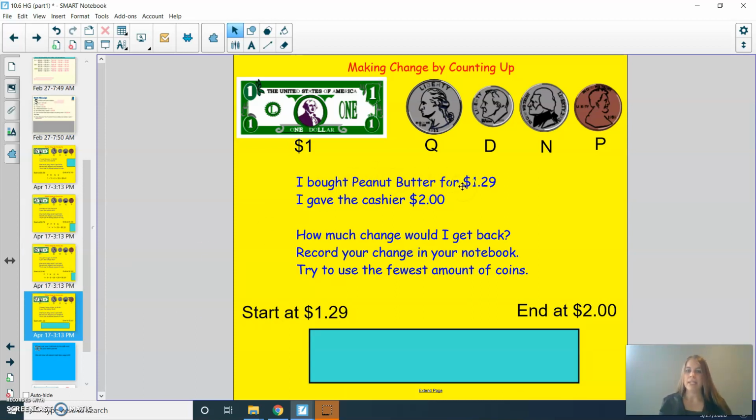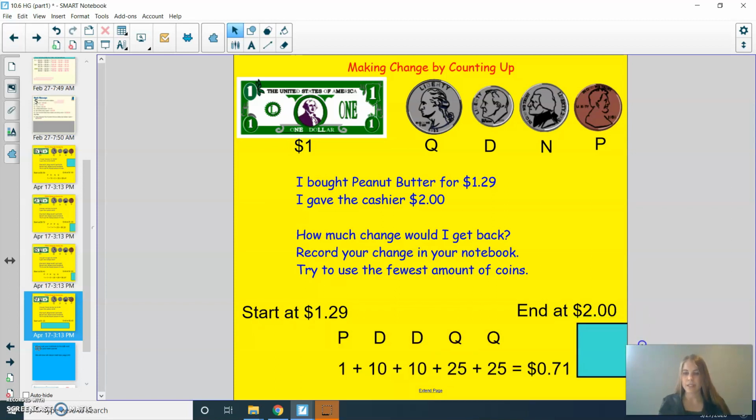This time I bought peanut butter for $1.29 and I gave the cashier $2. How much change would I get back? Notice how I'm starting at $1.29 and I'm ending at $2. Write down the coins that you would need in order to get there.